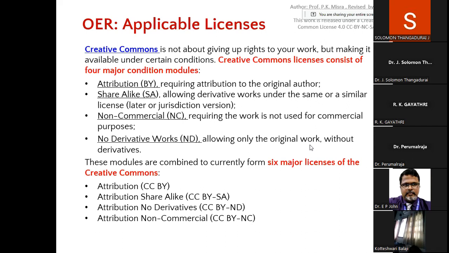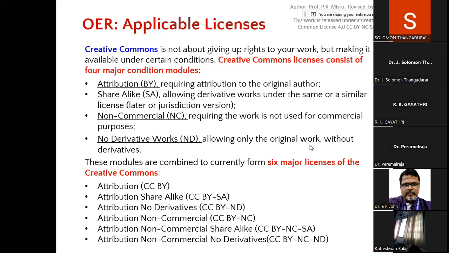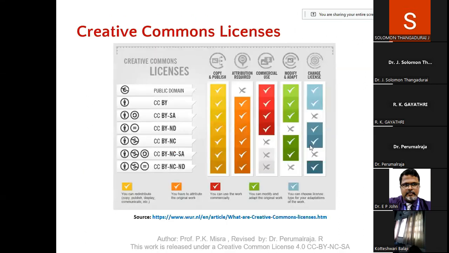The next one is non-commercial. You can use it or make derivatives, but you are not allowed to use it for a commercial purpose. And the last one is CC BY-NC-SA, non-commercial share alike, which means it is not allowed for a commercial purpose and you need to share the license alike. Whatever license we have given, the same license needs to be used for that content. So those are the six licenses in the model.